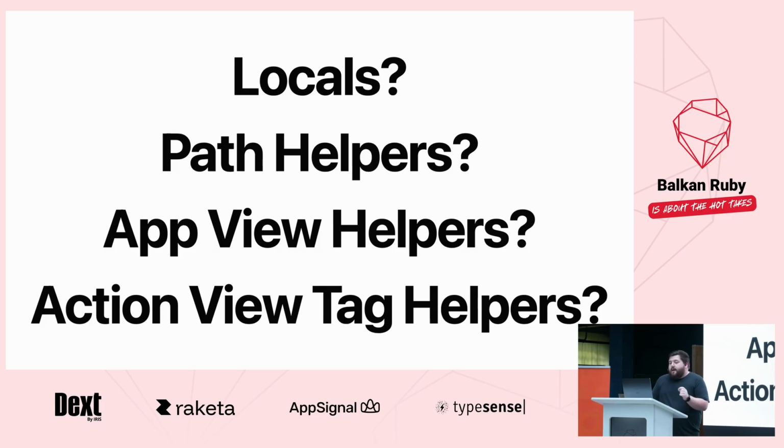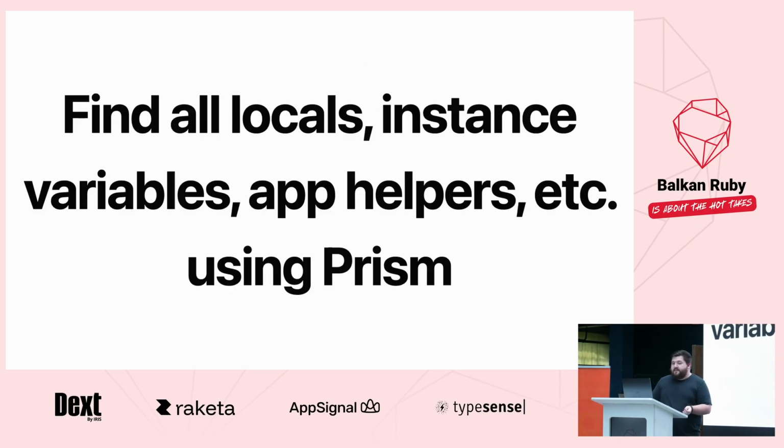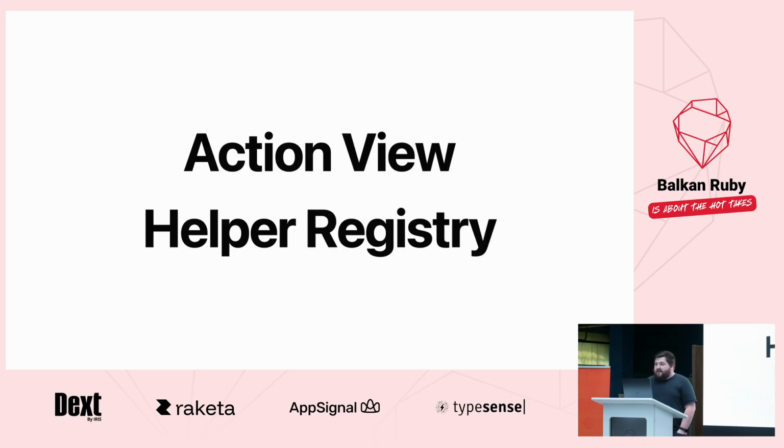And again, luckily for us, Prism helps us here, so we can analyze our app, use Prism to find all the locals, see the instance variables we are using, and also know about these app helpers we have in our app helpers folder. But for the action view helpers itself, we needed to build something else, which is this registry.